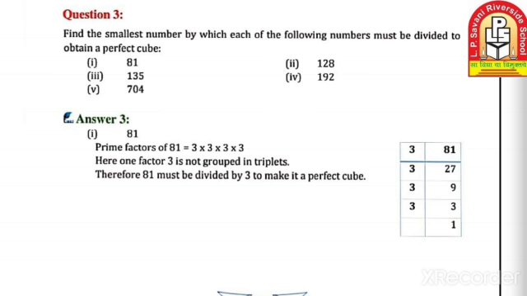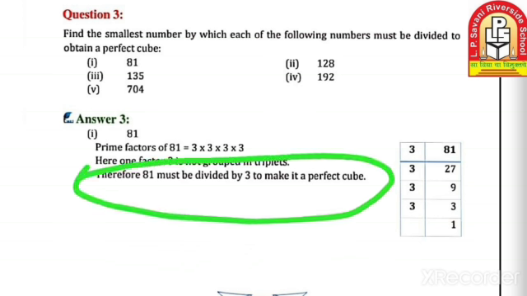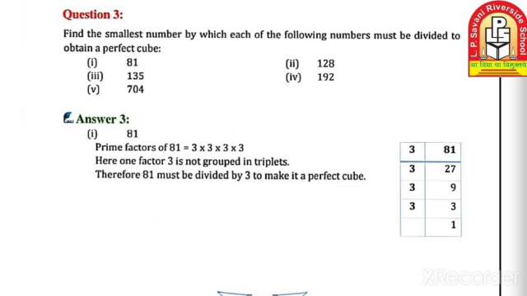Here 3 is repeated up to 4 times. If it is repeated up to 3 times or 6 times, we can say that 81 is a perfect cube. But here it is repeated 4 times, so it is not a perfect cube. Therefore it must be divided by 3, because one 3 is extra, so by dividing it we can make it a perfect cube.